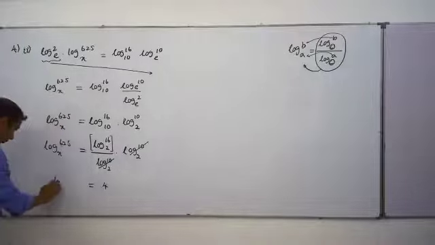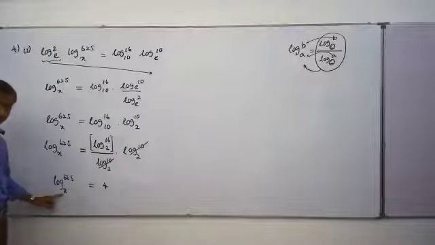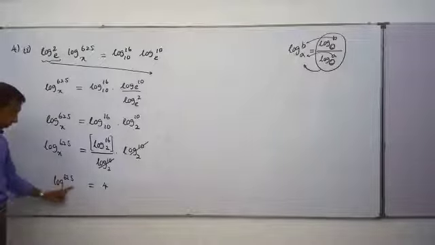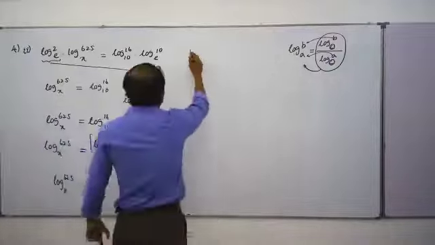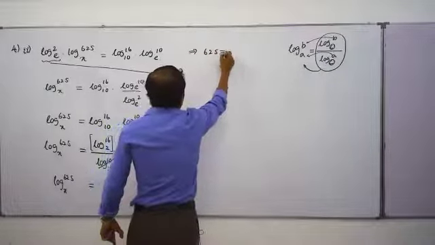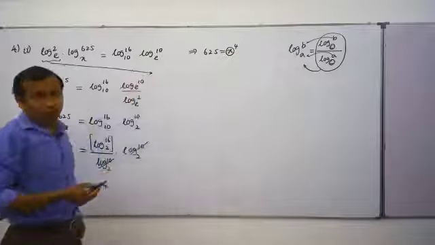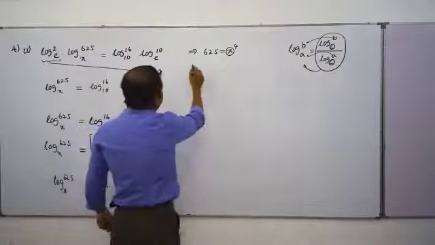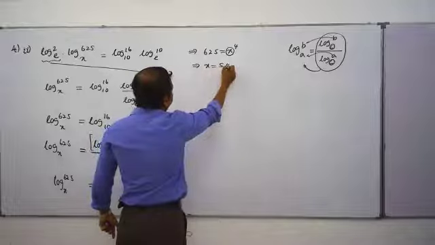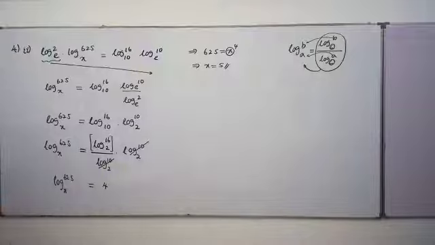This is log 625 to the base x. Now you can convert this logarithmic form to index form. 625 we leave on the left hand side, x to the power 4. This gives us 625 is equal to x to the power 4. So then this number should be 5, no? 5 to the power 4 only, 625. So therefore this implies x equals 5. That's how we take that.